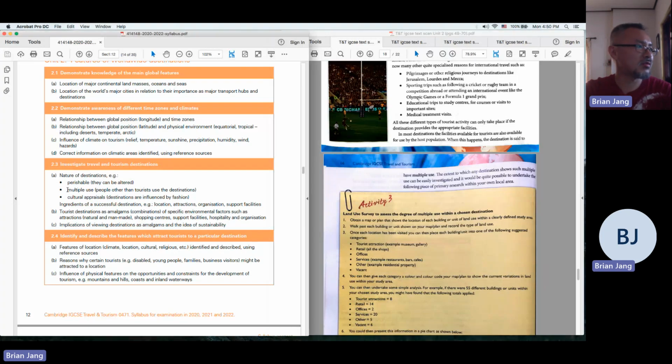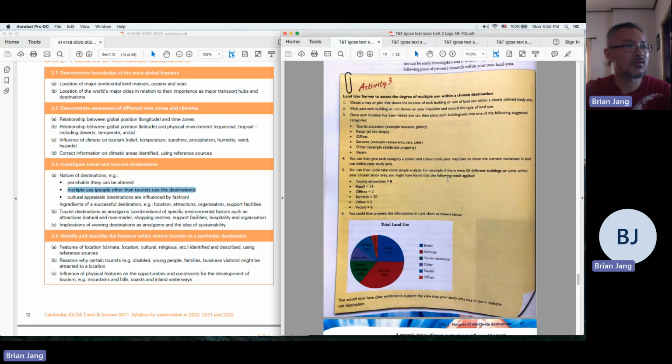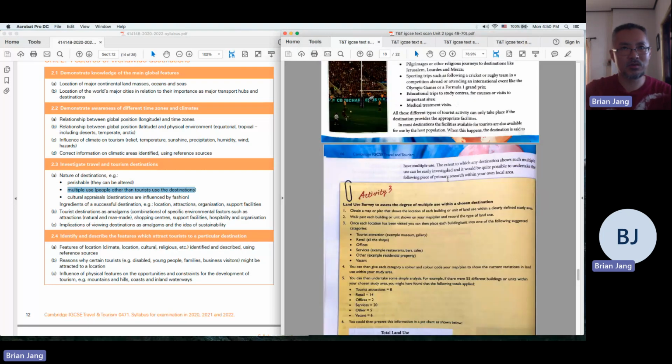Multiple use, I'm interested in why they wrote this. I think in the past I've seen a couple questions about multiple use. Multiple use is just another word for how a destination or just a small area of a destination is being used not only for tourism but for public space and public use.